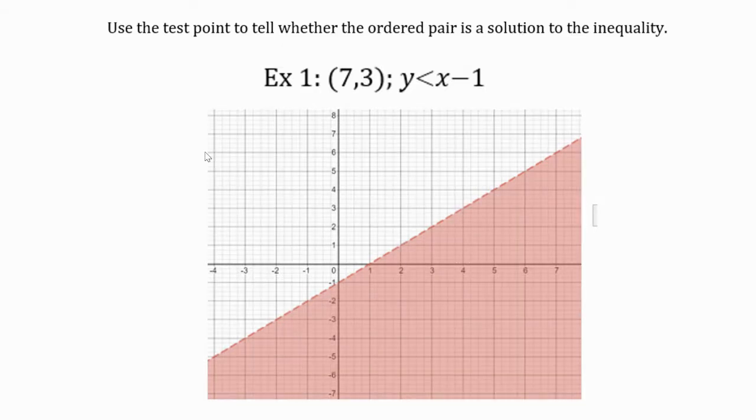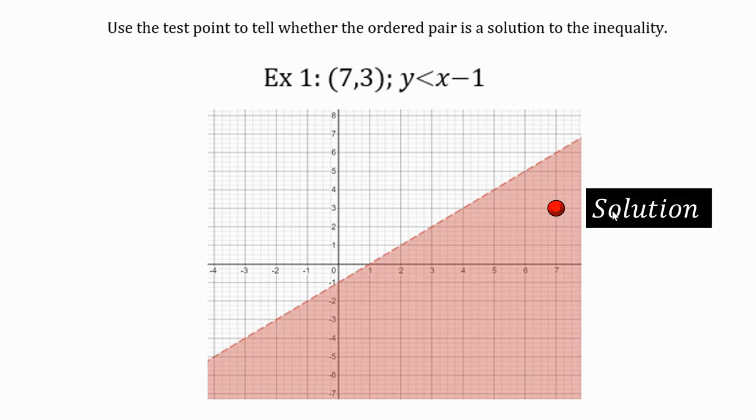Now, we can also test points on graphs. We're going to look at the same three we just worked. And this is already graphed for you. We have y is less than x minus 1. And I'm just going to test the point 7, 3. The point 7, 3 falls here. We go to the right 7 and up 3. And it is in the shaded area.